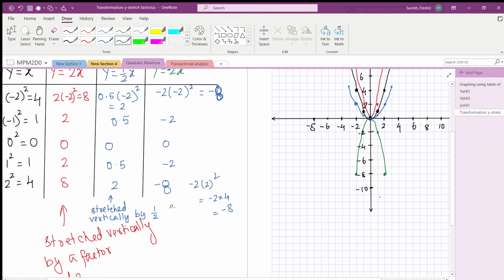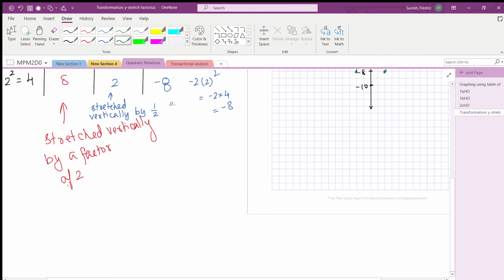So how do we make a conclusion from all this? So in general, if we have y equals ax squared, where a is called the y stretch factor, okay, if the a values are bigger than 1, something like say 2 that we saw, we get a vertical stretch. The graph becomes stretched in the positive direction. Okay, so we have a vertical stretch.